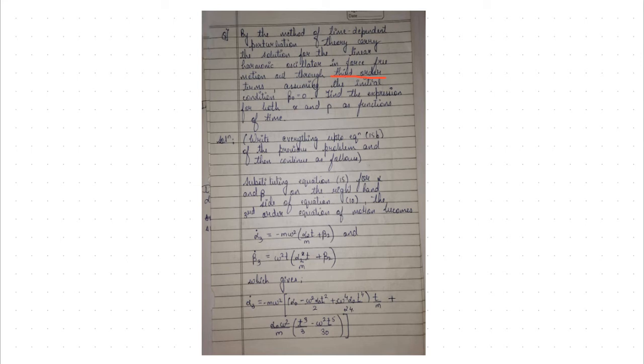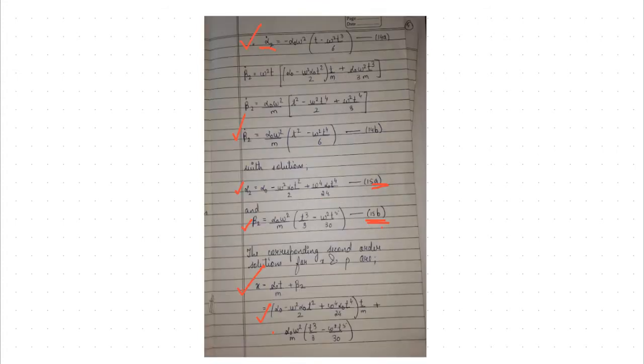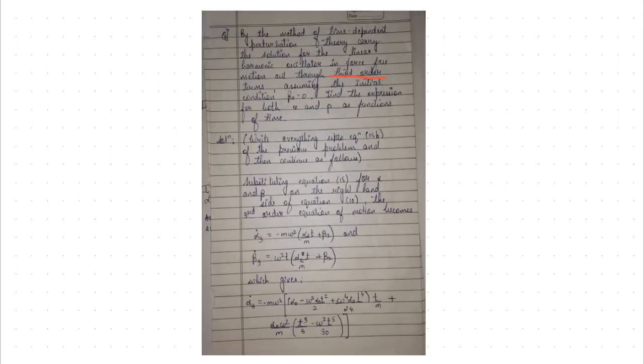So what you will do? Same. See, we'll substitute equation number 15 for alpha and beta. Where is my equation number 15? Yeah. In these values, you just have to make some changes. See what they are saying. Write everything up to equation number 15a of the previous problem and then continue as follows. Now substituting equation number 15 for alpha and beta on the right hand side of equation number 10, finally you will have this value.